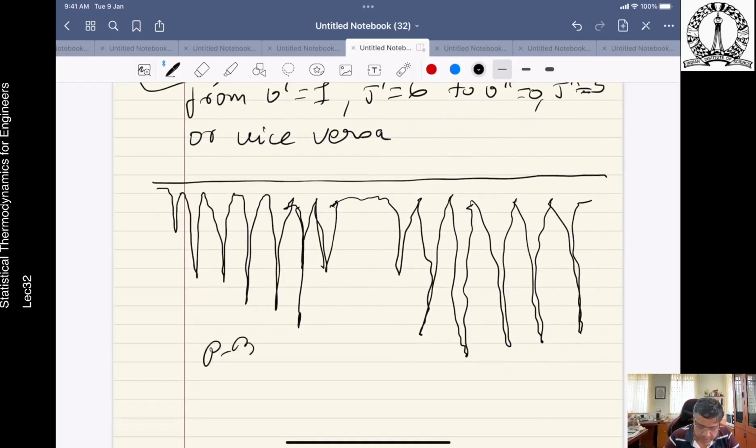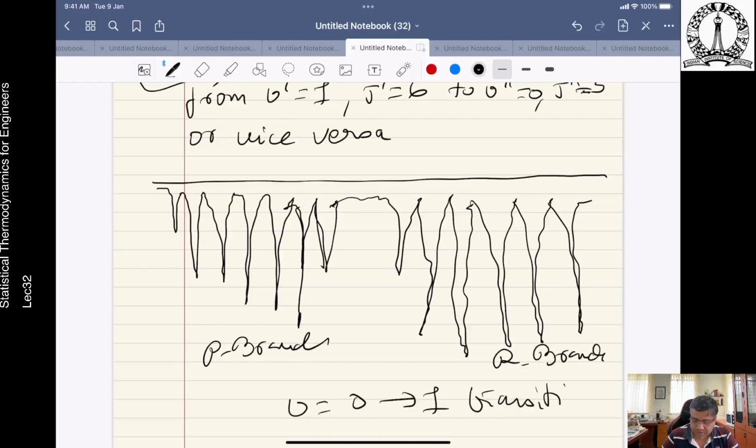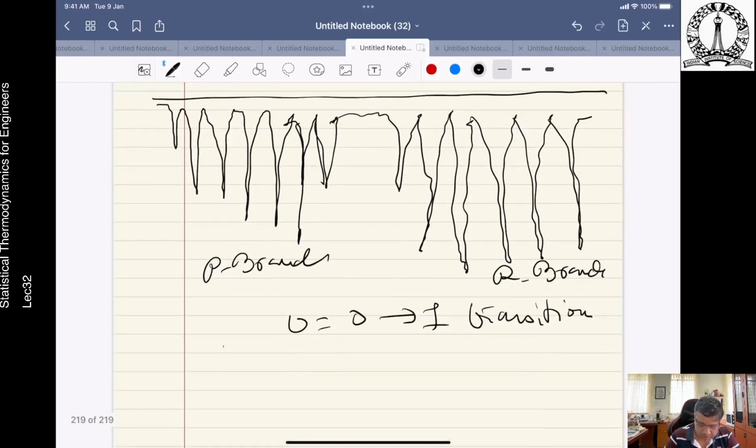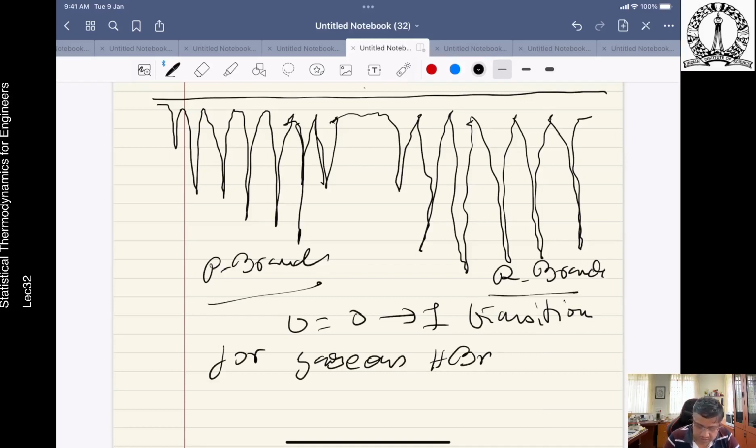This is the P branch, and the R branch designates the V equal to 0 to 1 transition for gaseous HBr. So this is the P branch, this is the R branch, and this is where the fundamental will kind of lie. So these are on both sides of the spectrum.